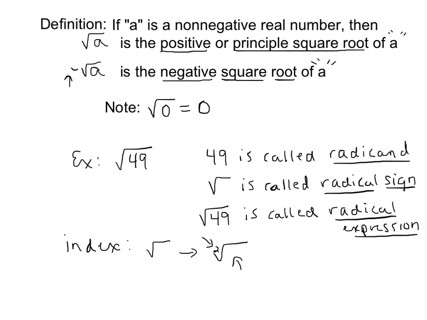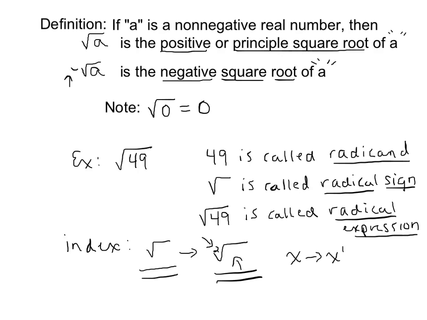Now with square roots, we leave that off. Much like if I give you a term of x, you understand that to be x to the first power. I do not need to write that 1 up there. Well, with radical signs, if I give you just the symbol with no number, it is understood to be the square root.